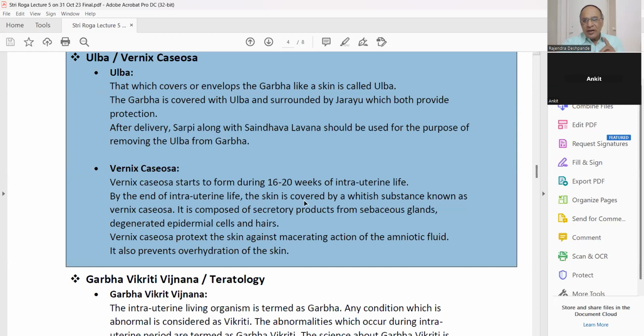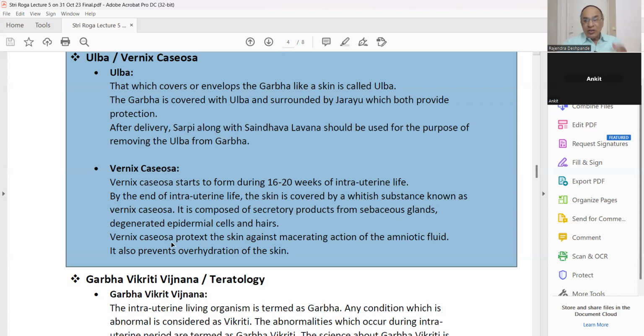Vernix Caseosa starts at the 4th or 5th month of the intrauterine life, baby inside, and then it continues till the delivery. At the end of intrauterine life, when the baby is coming out, the whole skin of the baby is covered by a whitish substance that is known as Vernix Caseosa, and it is formed by the secretory products of sebaceous glands, degenerated epidermal cells, and the hairs. It is a mixture of all these things.